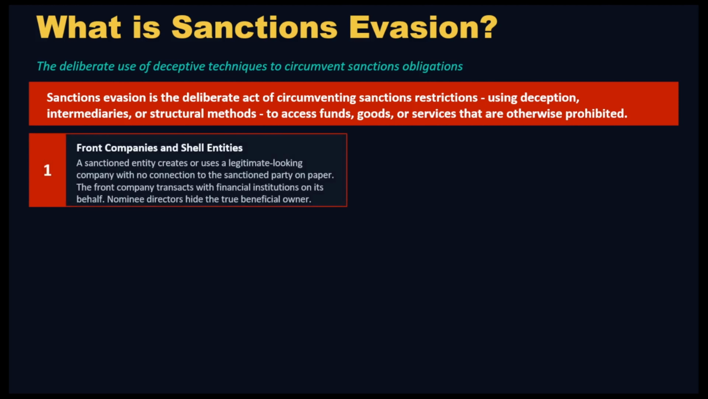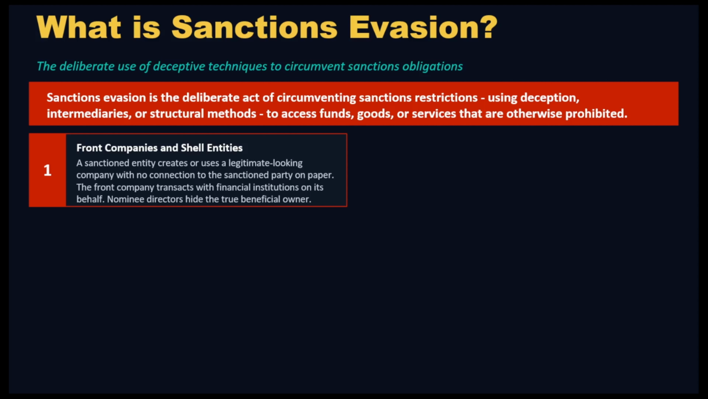Front companies and shell entities. A sanctioned entity creates or uses a company that has no apparent connection to it on paper. Nominee directors are registered in permissive offshore jurisdictions. The front company then transacts with financial institutions on behalf of the sanctioned entity.